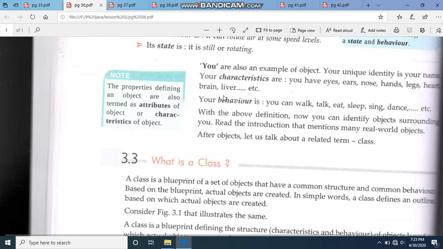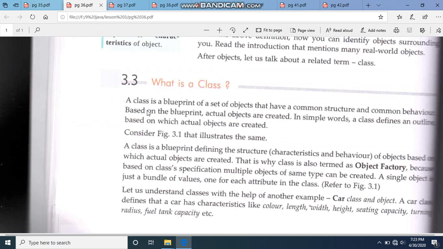Now the third example is you yourself. Characteristics: we have eyes, ears, nose, hands, legs, heart, brain, liver, the whole body. And what is our behavior? We can talk, walk, sleep, sing, dance. All these things are the behavior. So right now, what is my state? I am talking. Now, mark this. The properties defining an object are also called its attributes or characteristics. So every note on the paper you have to mark.